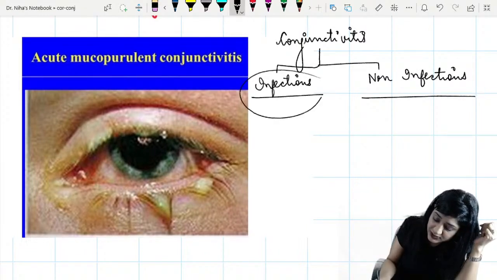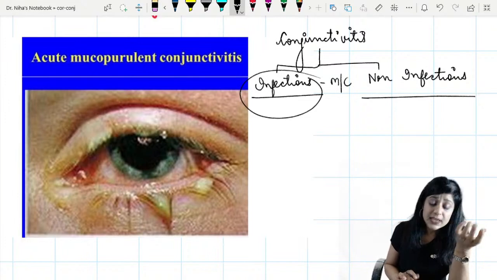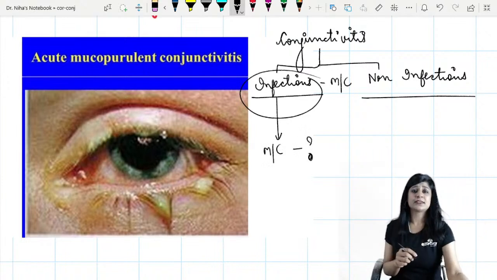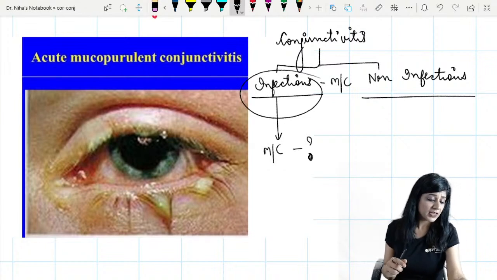Now infectious is always more common. So in a developing country like India, we have got more of infectious conjunctivitis. And amongst the infections, which is most common? Can you guys tell me which infection will be more common in conjunctivitis?